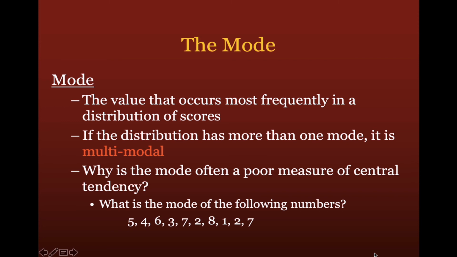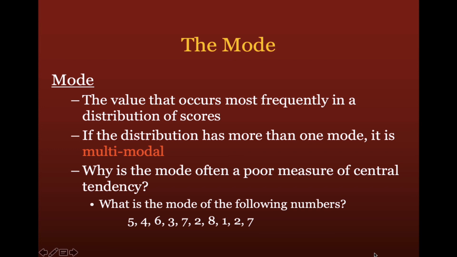Now there are some contexts where you might have something that's multimodal, where you might have more than one mode. So maybe the value 10 shows up the same number of times as the value 5, and those are both the highest occurring score. So if it's two of them, it's bimodal. If there's three of them, it's trimodal.